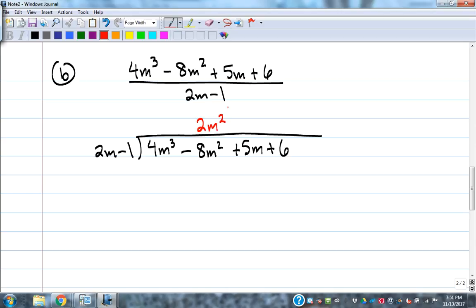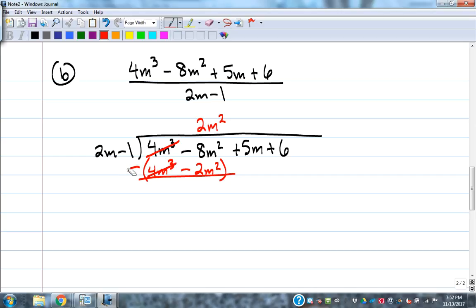Then what do I do with this 2m squared that's up here? Multiply it to the stuff that's in front. So that's 4m to the third minus 2m squared. Parentheses, subtract. What happens to the 4m cubes? They cancel out. That should happen every time. If it doesn't, something's not going right. And then you do the subtraction.